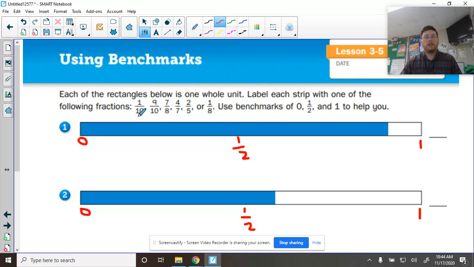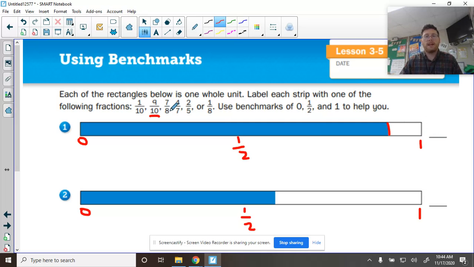All right, so let's look at this. This line right here goes to about right here, so it's close to one whole. So I'm looking for a fraction that's close to being a full set. Let's look at 1/10. Is 1/10 close to a full whole? Not quite. 1/10 would be down here. Okay, let's look at 9/10. 9/10 could work. I'm going to underline that because it's almost 10/10, which equals one whole.